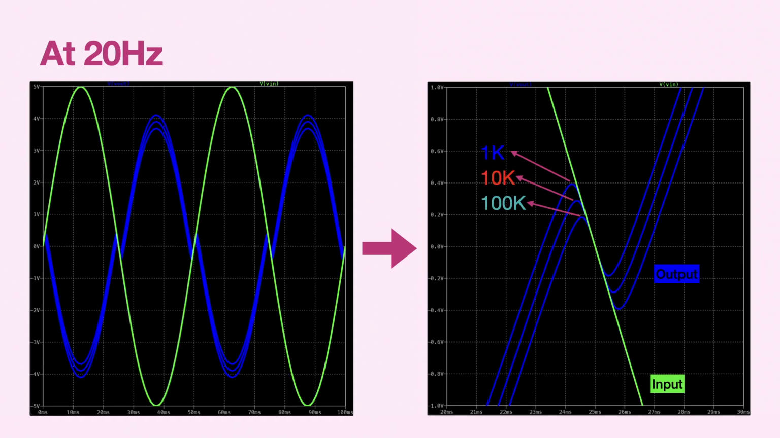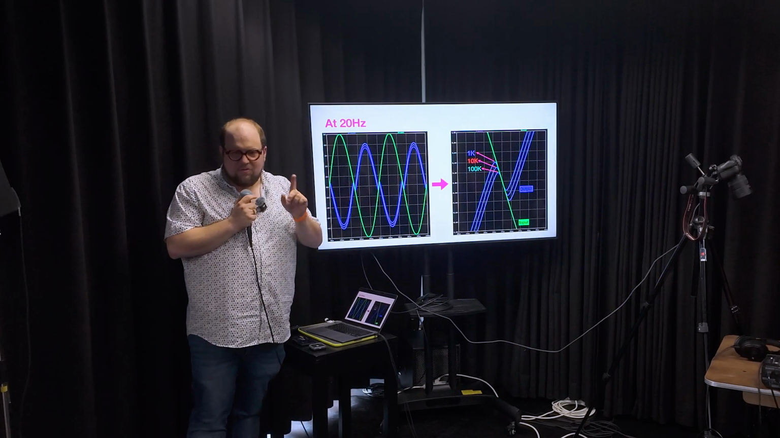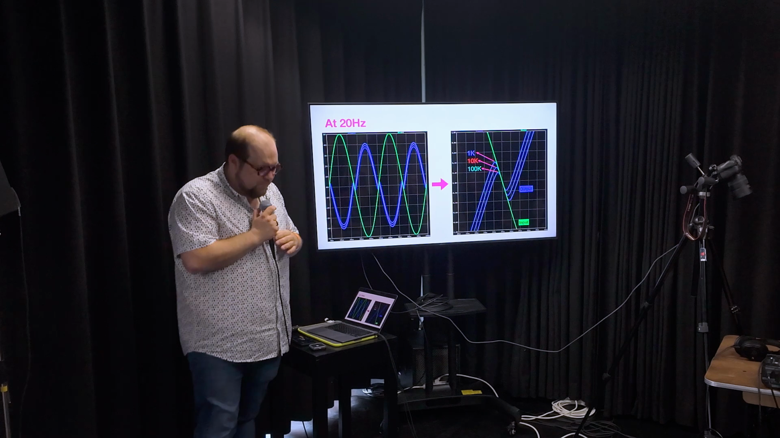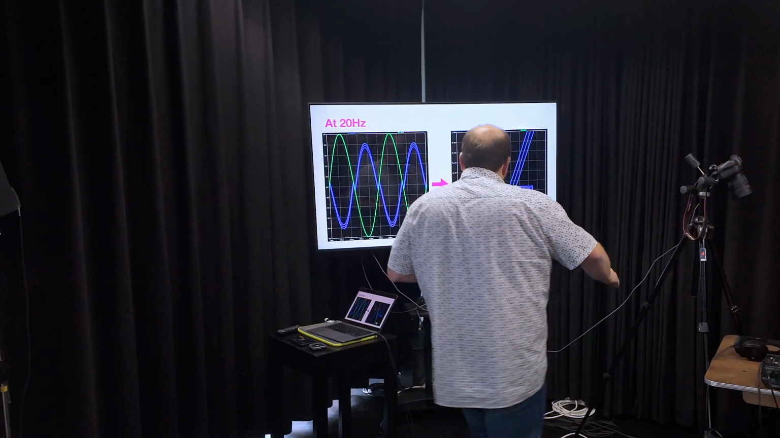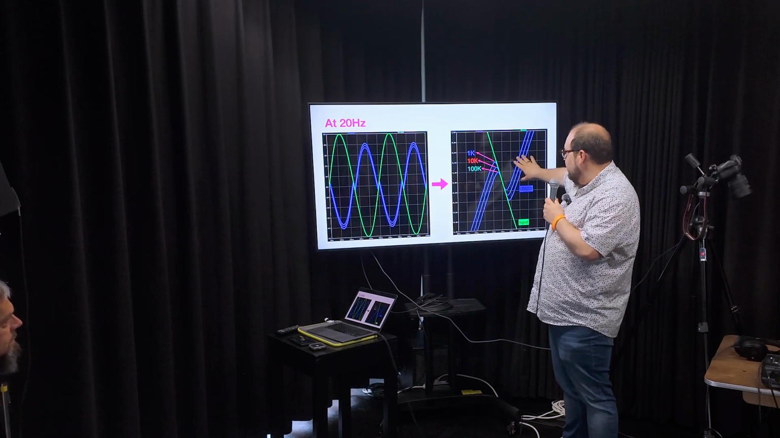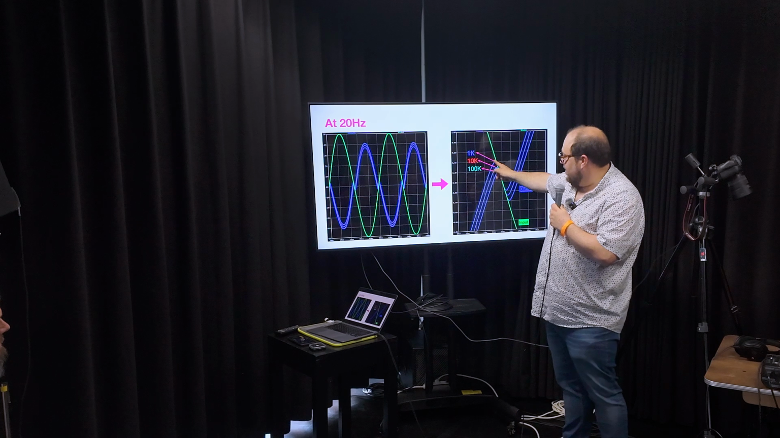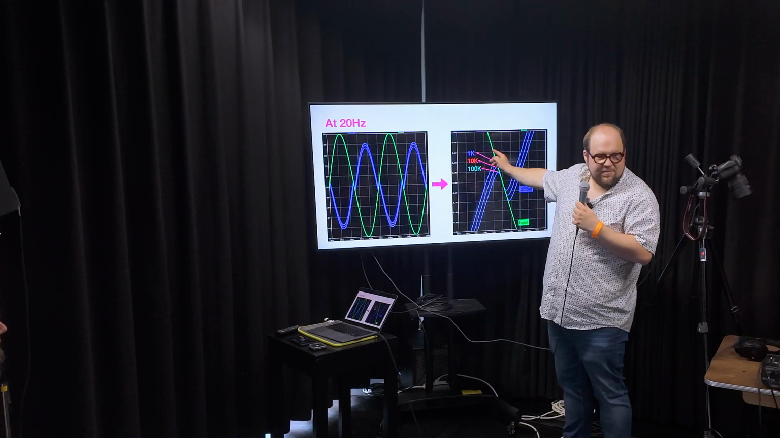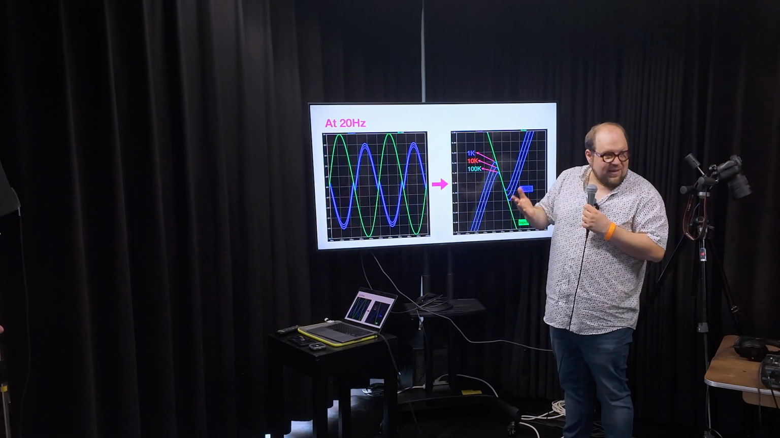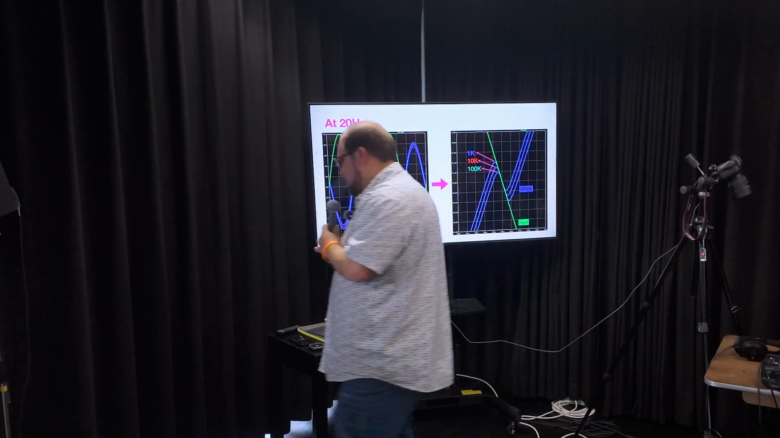Then in this plot, still at 20 hertz, I'm also plotting the input. And I want you to notice something that's very important. This yellow line is the input, and this blue line are the different possible outputs. And you'll see that these are perfectly aligned. So that means they're perfectly in phase. That's going to change if we go to 20 kilohertz.